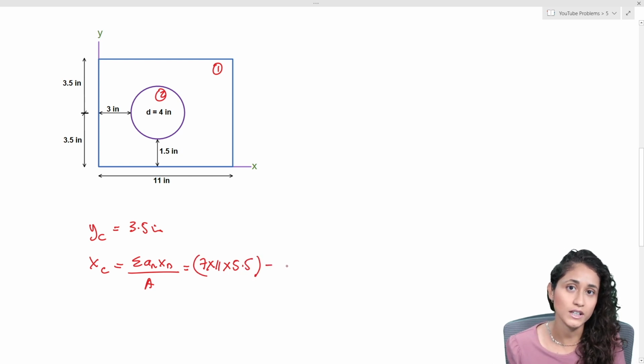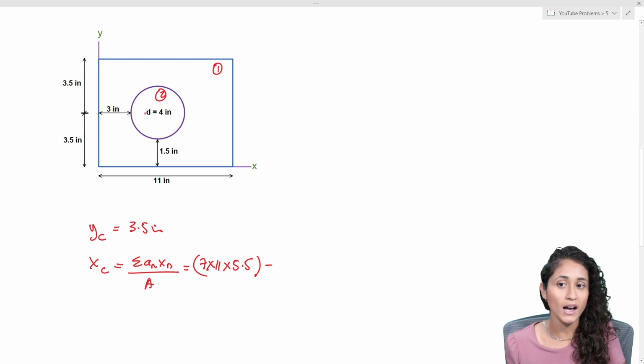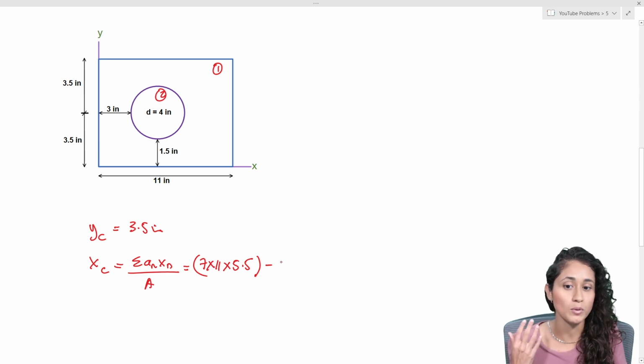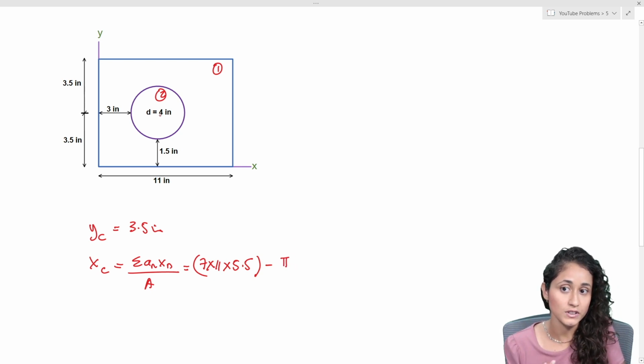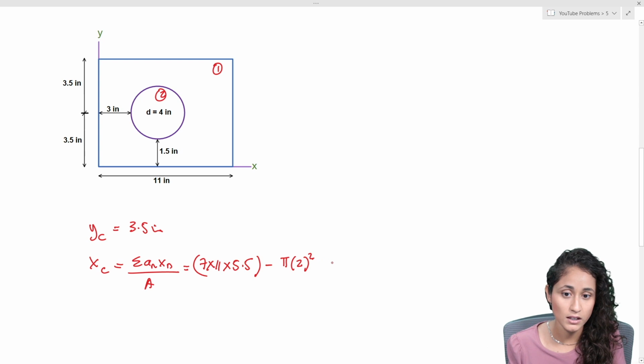Now we have the area for the circle. So here we have the diameter. So if we're going to use pi r squared, we've got to make sure that we use the radius, which is going to be 2 inches, right? So you just take the diameter divided by 2. So we're going to have pi r squared. And then we're going to multiply it by x. So x is going to be this.